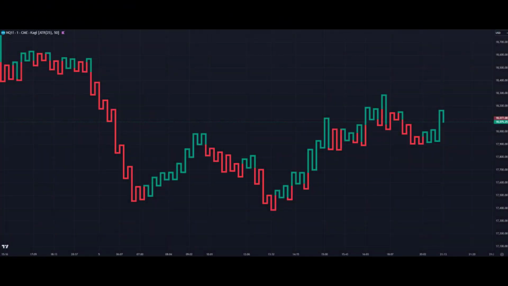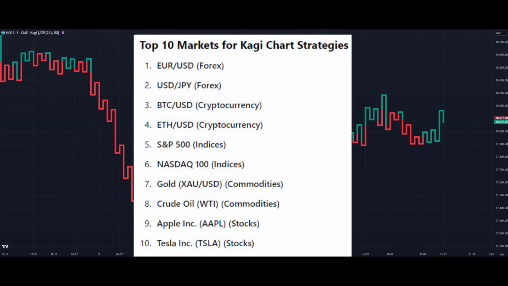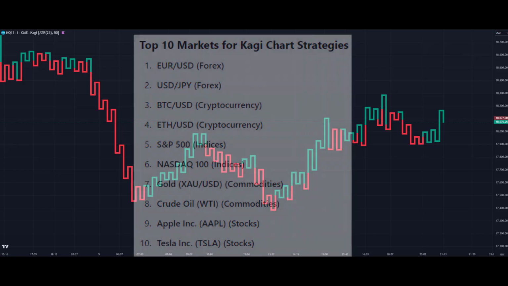Firstly, a bit of background before we dive into the 8 strategy setups. I've found that these 10 are my top 10 for Kagi chart strategies in terms of markets. As you can see there, good spread. Currencies, Euro USD, USD JPY, some cryptos, Bitcoin, Ethereum, some stock market indices, S&P 500, Nasdaq 100. Then we got gold and crude oil as commodities, and a couple of stocks there, Apple and Tesla. So if you want to start anywhere in the world of Kagi trading, you can always start there. You've probably got your own favorites, but they're 10 that I like to use.